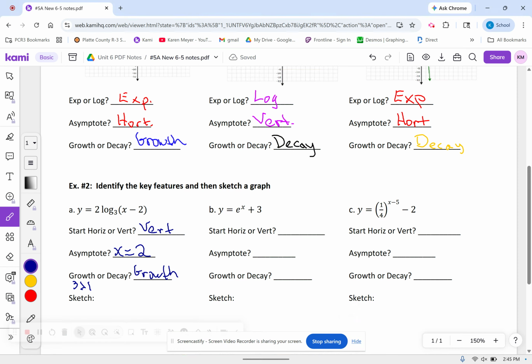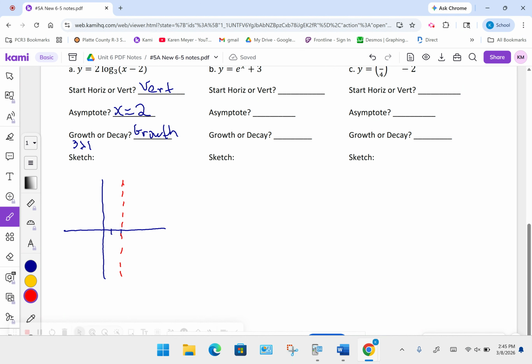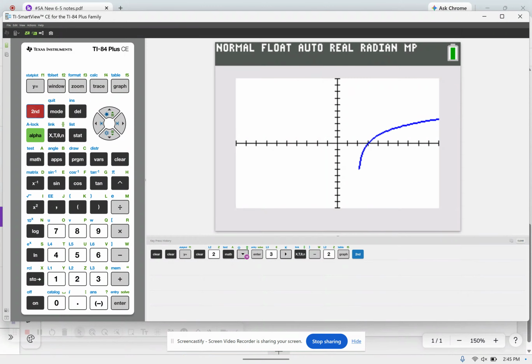For sketching my picture, I'm going to go ahead and draw in my X and Y axis. And then I'm going to put in my asymptote. Remember, asymptotes are going to be dashed lines. So there's my vertical dashed line. And then I'm going to go to my calculator, maybe get a point or two, to help me sketch it a little bit better.